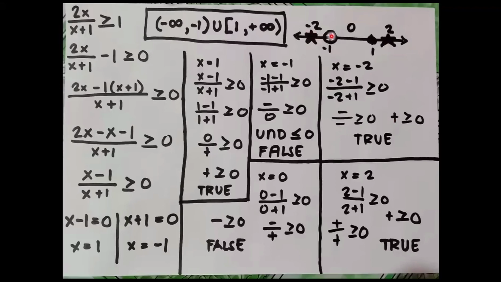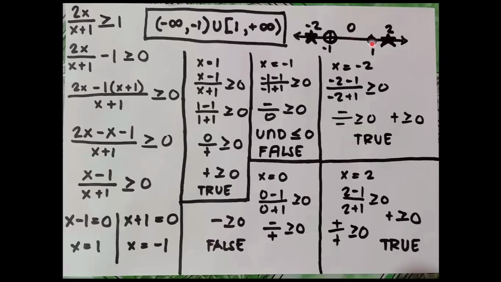So next, we will find a number that is between negative 1 and positive 1. So it is 0. So x equals 0. So substitute the x. 0 minus 1 over 0 plus 1. Then 0 minus 1, the answer is negative. So 0 plus 1, the answer is positive. So negative divided by positive will be negative. So negative is equal or greater to 0. So this one is false. So we will not put a star in this region because it is false.